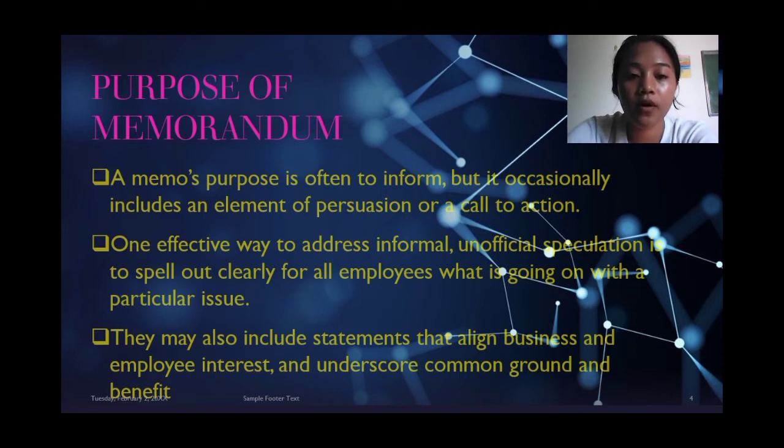Now let's start with the purpose of memorandum. A memorandum's purpose is often to inform, but it occasionally includes an element of persuasion or a call to action. Another purpose of memorandum is one effective way to address informal, unofficial speculation is to spell out clearly for all employees what is going on with a particular issue. Third, they may also include statements that align business and employee interest and underscore common ground and benefit.